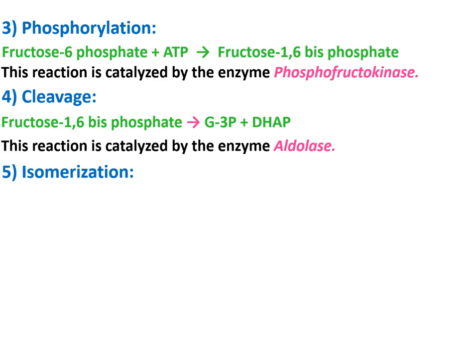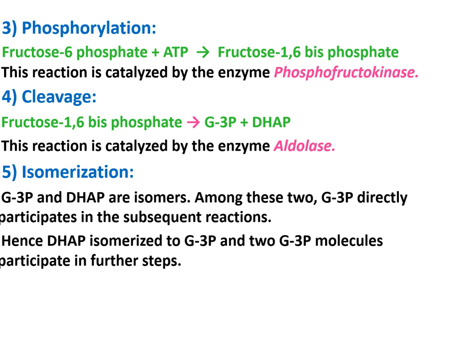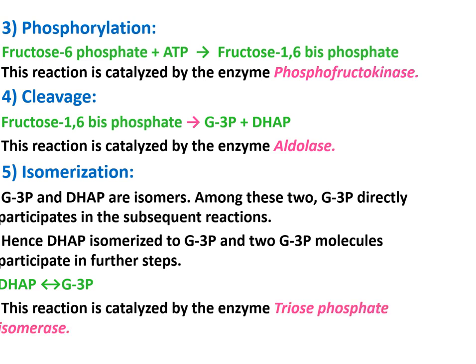Fifth step, isomerization. G3P and DHAP are isomers. Among these two, G3P directly participates in the subsequent reactions. Hence, DHAP is isomerized to G3P and two G3P molecules participate in further steps. This reaction is catalyzed by the enzyme triose phosphate isomerase.